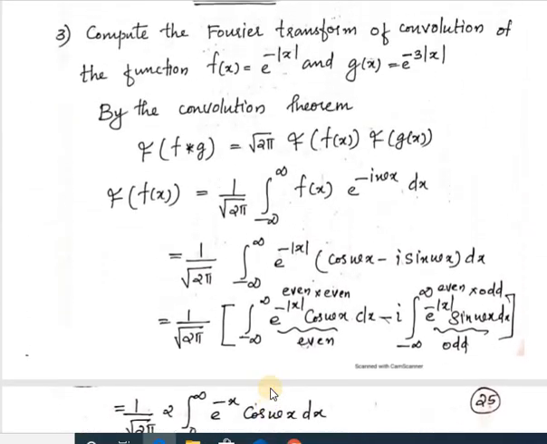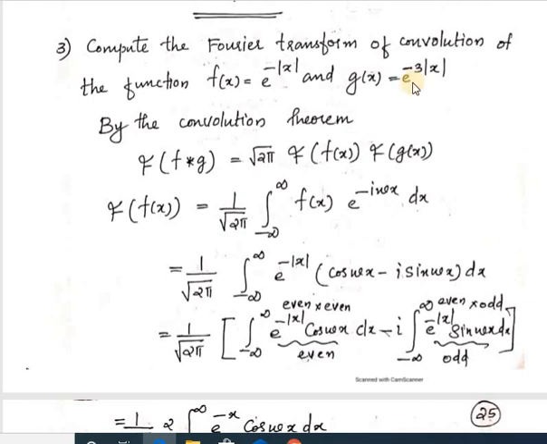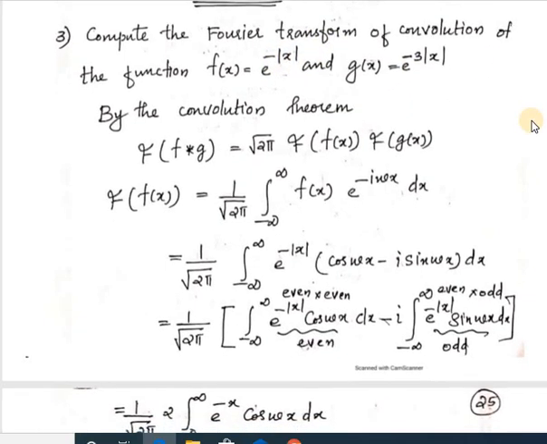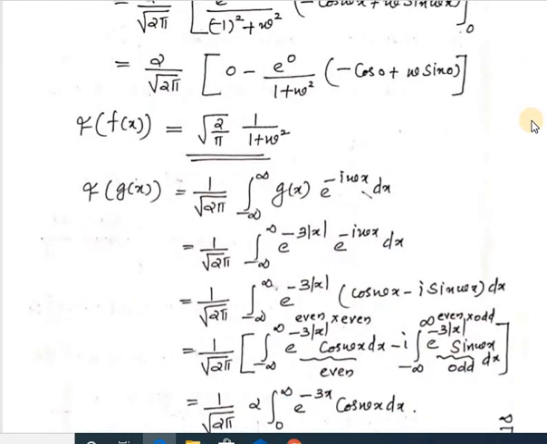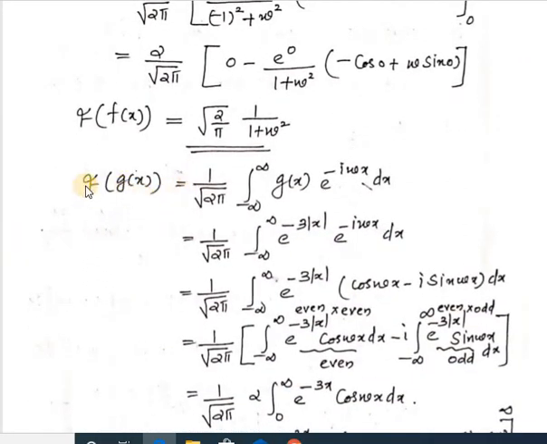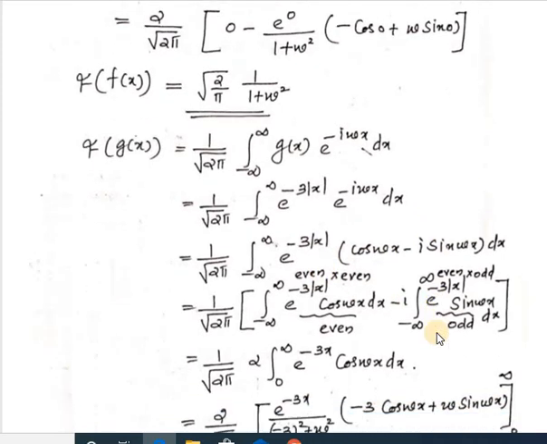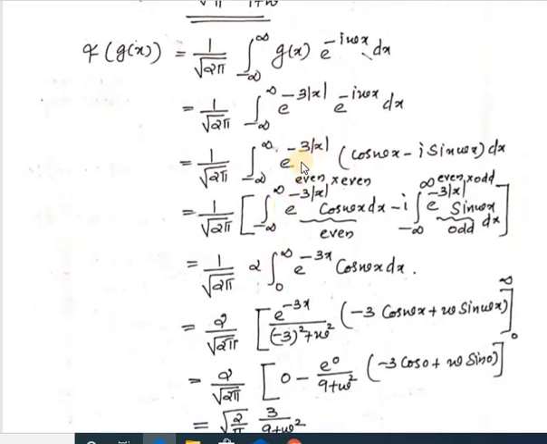Similarly, we can find the Fourier transform of the second function, that is e^(-3|x|). We can see that the only change is that minus |x| is changed to minus 3|x|. So first we write the formula: the Fourier transform of g(x) is 1 by root 2 pi integral from minus infinity to infinity g(x) e^(-i omega x) dx. Here the function is e^(-3|x|) e^(-i omega x) dx. Then we expand this term as cos omega x minus i sin omega x, and we separate the integral. The first integral is from minus infinity to plus infinity of e^(-3|x|) cos omega x dx minus i times the integral of e^(-3|x|) sin omega x dx.